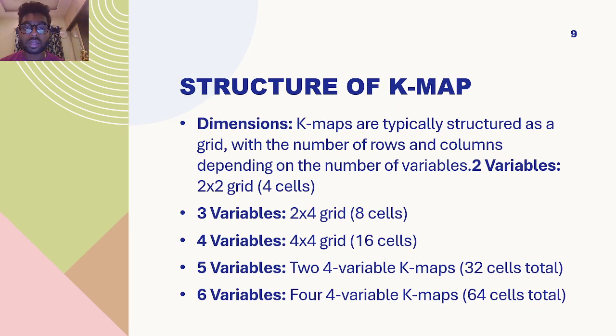The structure of K-map. K-maps are typically structured as a grid, with the number of rows and columns depending on the number of variables. Two variables: a 2 by 2 grid, which has 4 cells. A 3 variable K-map has a 2 by 4 grid, that is 8 cells. A 4 variable K-map has 16 cells. A 5 variable K-map has 32 cells. A 6 variable K-map has 64 cells. We'll be discussing up to 4 variable K-maps, because 5 variable and 6 variable K-maps are very complex.